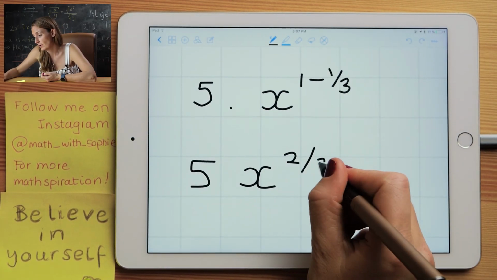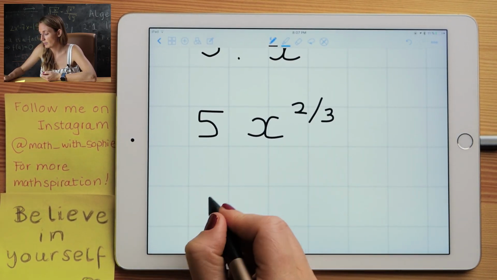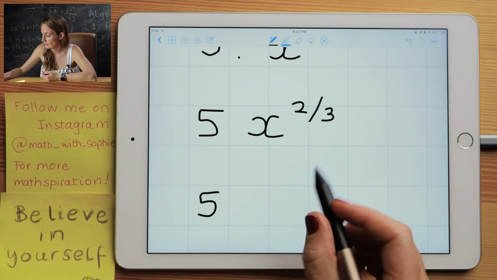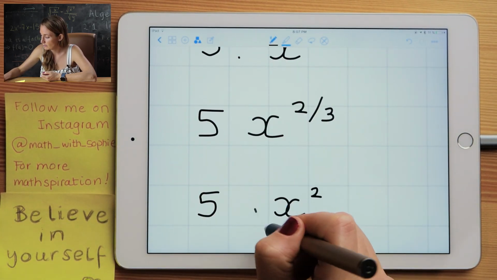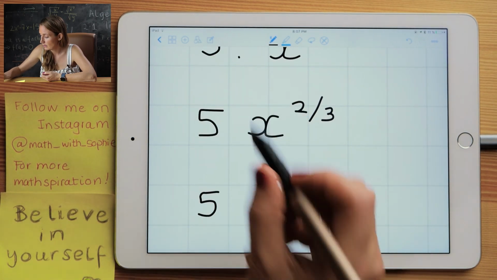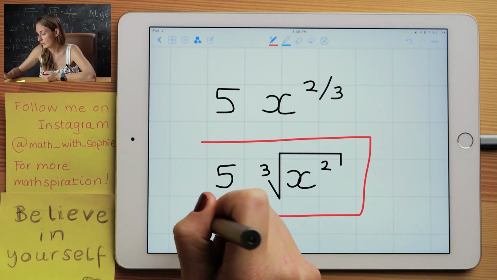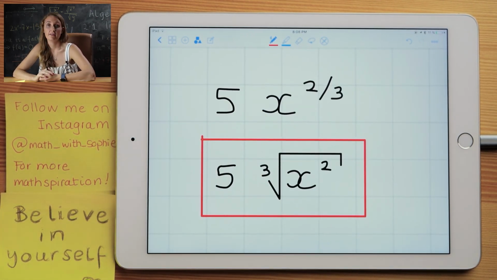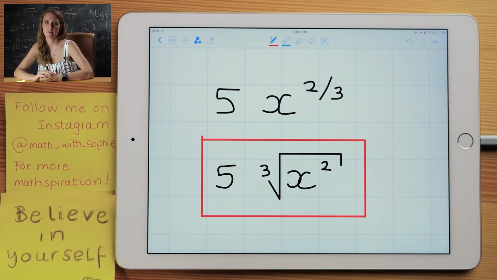I told you this question was tricky. We're not even finished yet. I'm going to tidy this up a little bit. I'm going to remember that my top is my power, so I've got x squared, and my bottom one, my 3, is my root. I can't simplify that down any further. And you guys are done for 2.1 Indices, Key Skill 6.